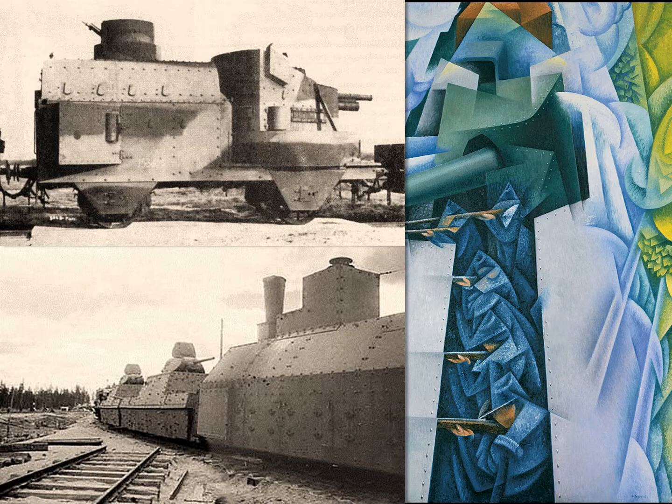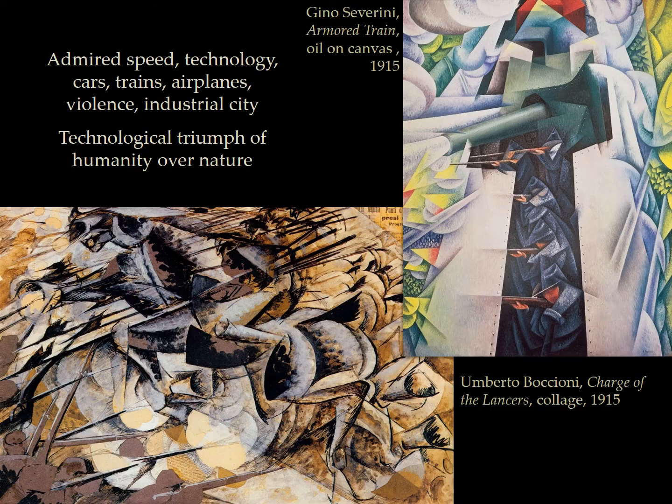the top of it. The fracturing and bright color are meant to emphasize the speed of this technology, because the futurists admired speed and technology, which led to cars, trains, airplanes. They glorify violence, the industrial city, and of course, the technological triumph of humanity over nature. So you find that they do not appreciate landscapes. They believe that motion is what most captures and defines the new modern world through technology.